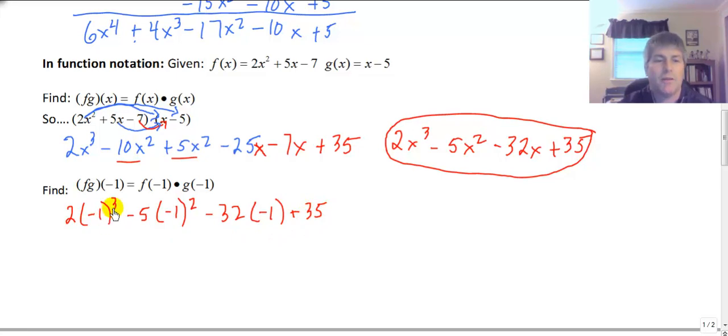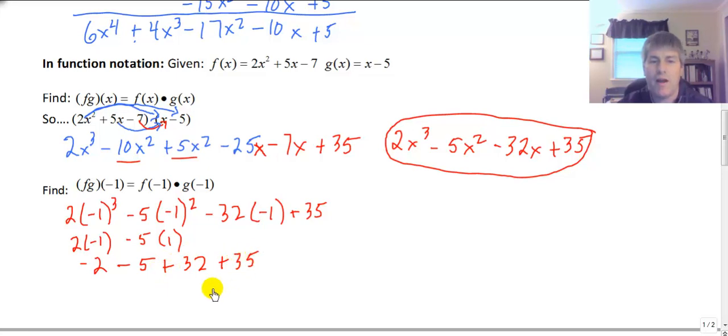This may challenge my arithmetic skills, but negative 1 cubed is negative 1, so it's 2 times negative 1. That's negative 2. Negative 1 squared, well, that's positive 1, so that becomes negative 5 times 1, which is minus 5. Negative 32 times negative 1 is positive 32, plus 35, and 32 plus 35 is 67, minus 7, so our final answer there would be 60.